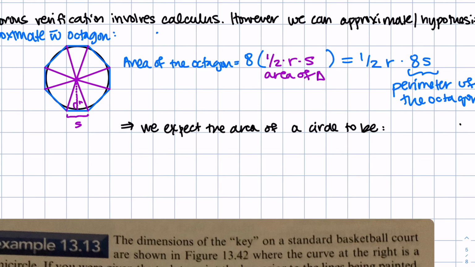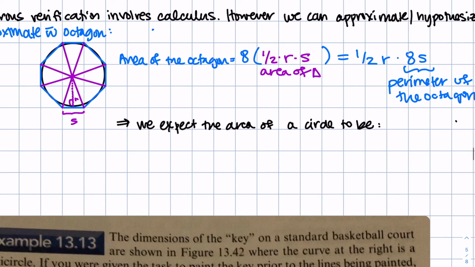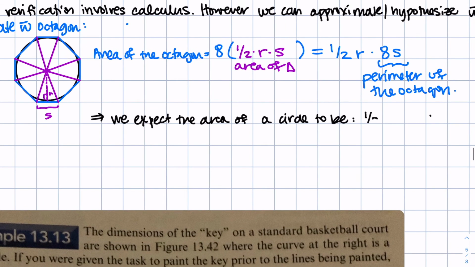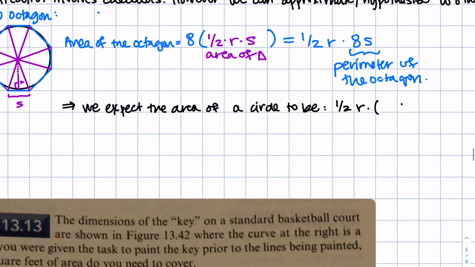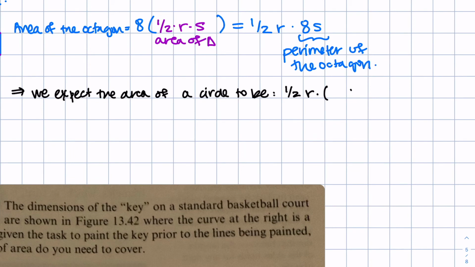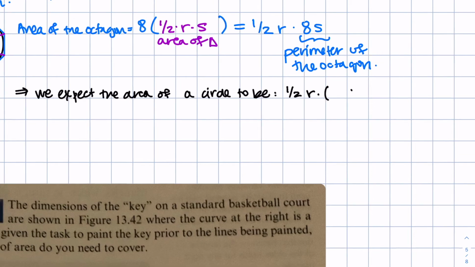So this gives me reason to expect that the area of the circle might be 1/2 r times the perimeter of the circle. Or in other words, since we don't use the word perimeter to talk about that length around the circle, circumference.